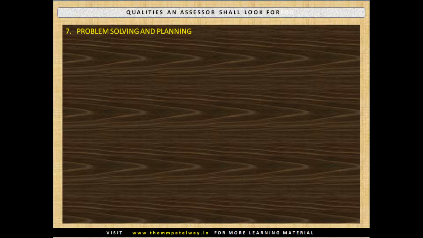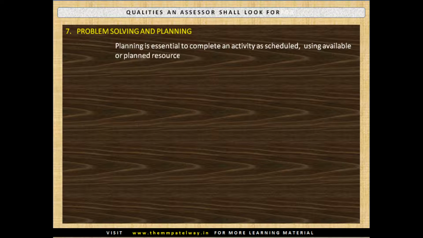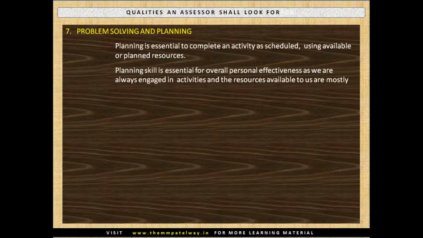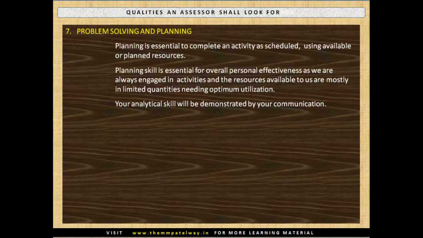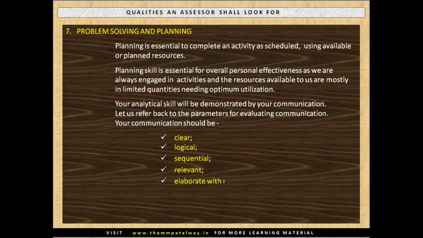The next quality is problem solving and planning. Planning is essential to complete an activity as scheduled using available or planned resources. Planning skill is essential for overall personal effectiveness, as we are always engaged in activities and the resources available to us are mostly in limited quantities, needing optimum utilization. Your analytical skill will be demonstrated by your communication. Let's refer back to the parameters for evaluating communication. Your communication should be clear, logical, sequential, relevant, elaborate with required precision, accurate and rational, complete, and it should serve the intended purpose. If you project these qualities in your communication, your problem solving and planning skills will automatically get projected.